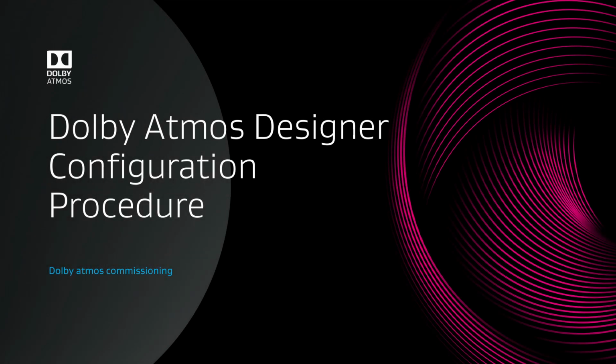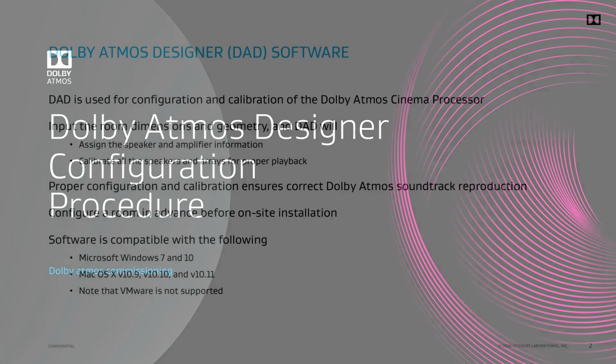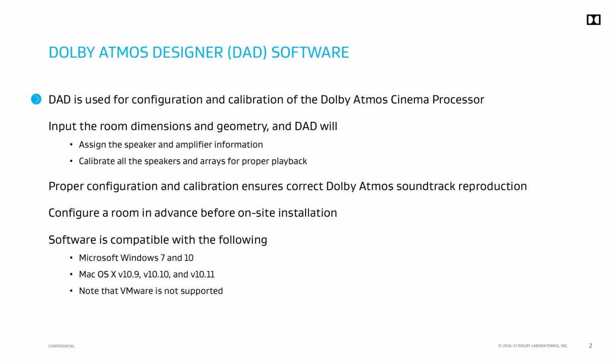This presentation will cover the Dolby Atmos Designer configuration procedure. Dolby Atmos Designer, also known as DAD, is used for configuration and calibration of the Dolby Atmos cinema processor. Initially, the room characteristics such as dimensions and shape need to be configured so that an accurate representation of the room is stored in the processor.